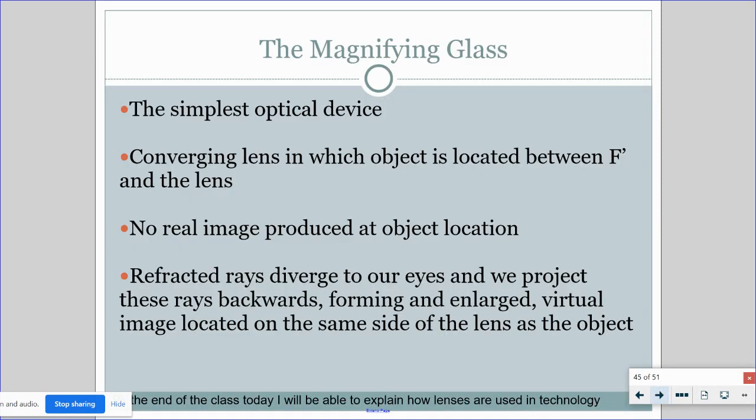The magnifying glass is one of the simplest optical devices. It's a converging lens in which the object is located between the secondary focal point and the lens. No real image is produced at the object location, and the refracted rays diverge to our eyes, and we project these rays backwards, so we see a bigger, enlarged virtual image on the same side of the lens as the object.